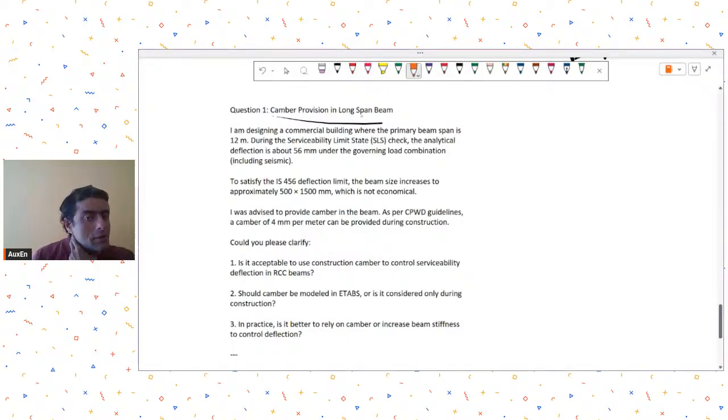I am designing a commercial building where the primary beam span is 12 meters. During the serviceability limit state check, the analytical deflection is about 56 mm under the governing load combination including seismic. To satisfy the 456 deflection limit, the beam size increases to approximately this, which is not economical. I was advised to provide camber in the beams. As per CPWD guidelines, a camber of 4 mm per meter can be provided. Could you please clarify? Is it acceptable to use construction camber to control serviceability deflection in RCC beams?